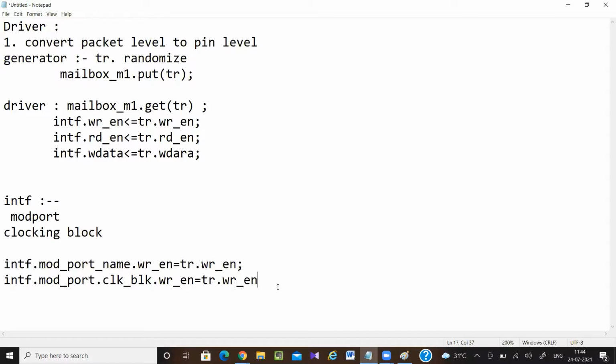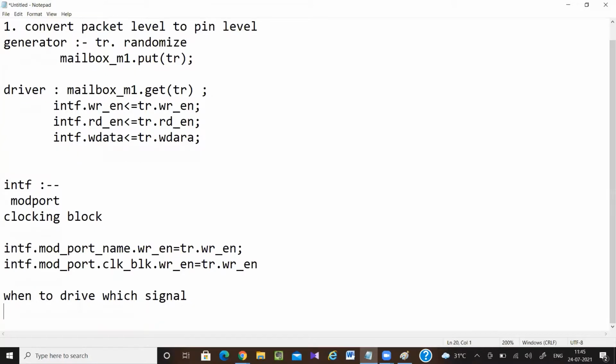In the driver, there is another job also. It decides when to drive which signal. It is not that it transfers every signal every time. There is a condition. Just take this FIFO: I am not going to drive w_data all the time. Whenever my write enable signal is equal to 1, only at that time drive the w_data. So when to drive which signal? In the driver, first you check if transaction.write_enable equal to 1, then only drive the write operation related signals. Begin.